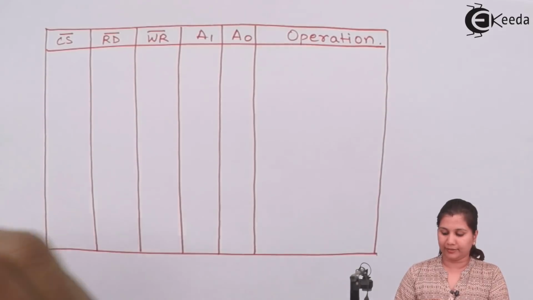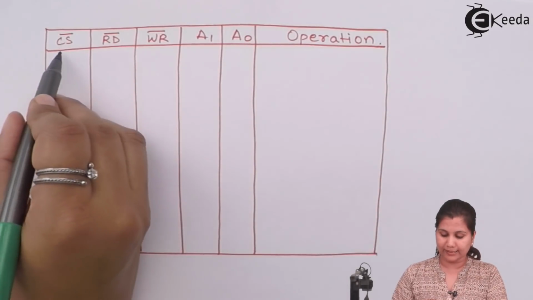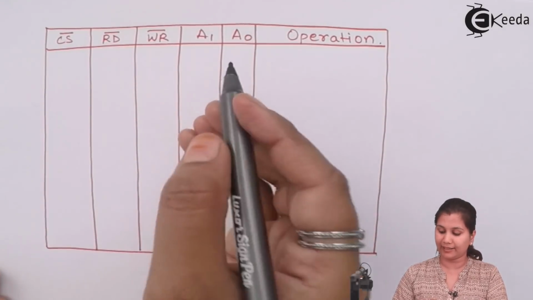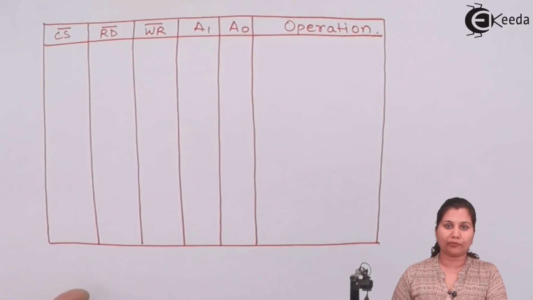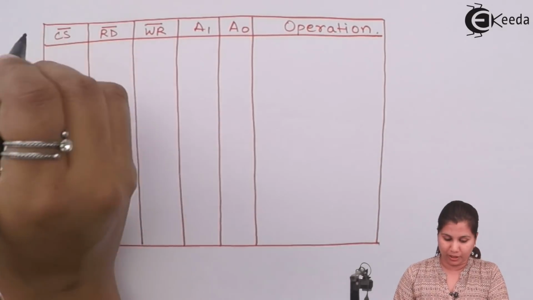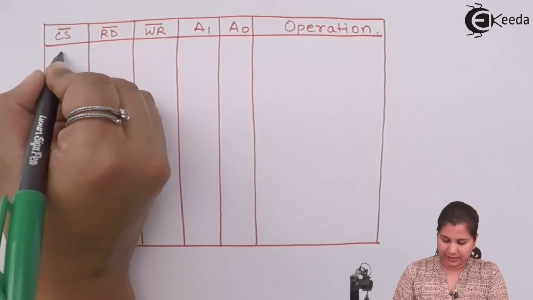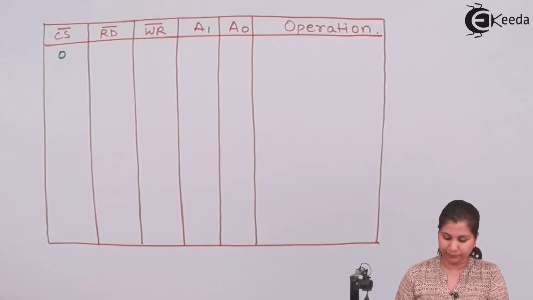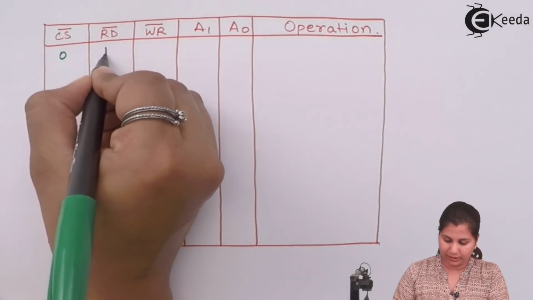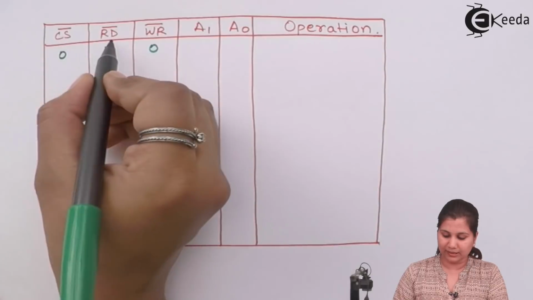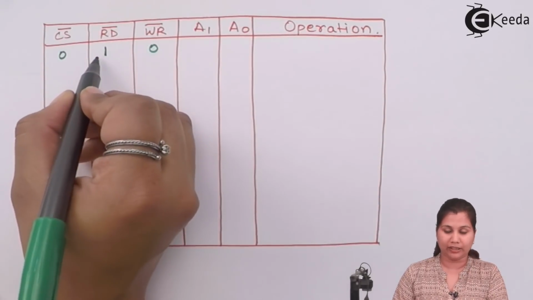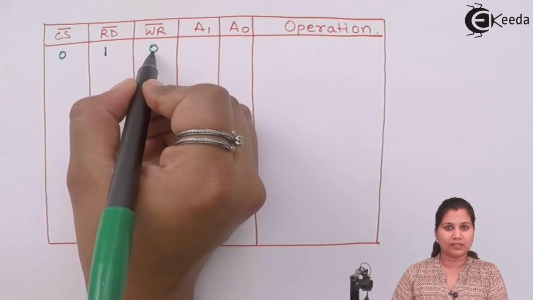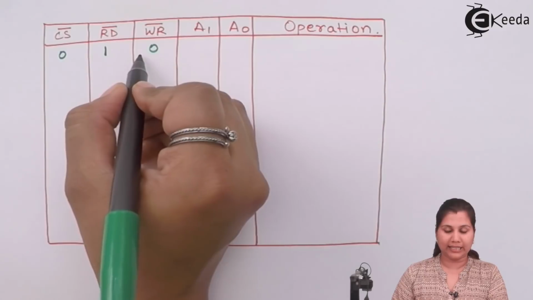So we will see how the A1 and A0 lines and the CS bar, chip select, read and write signals decide which operation is going to be performed by the 8253. When this chip select signal is 0, only then will the 8253 communicate with the microprocessor. Now when the read signal is 1 and the write signal is 0, means this is activated and this is not activated, because these two signals are active low signals, so they work only when their value is 0. So a write operation will take place.